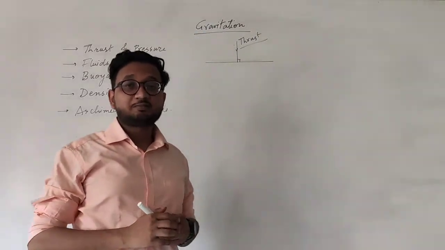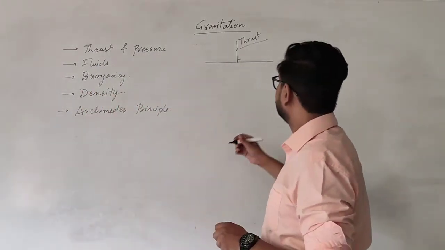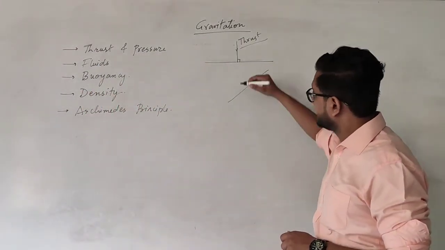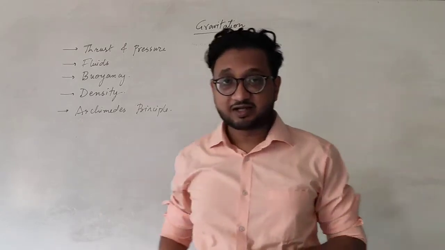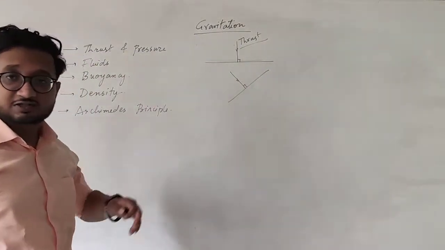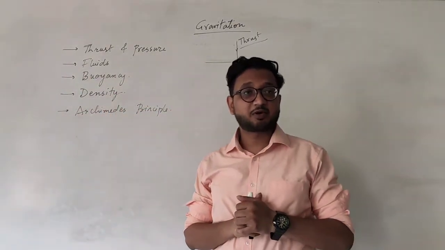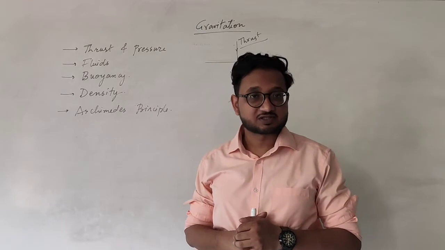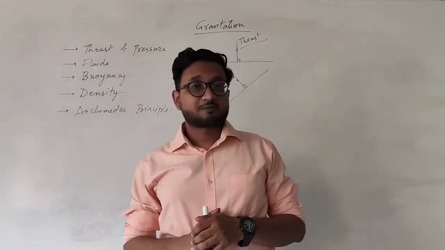The force acting perpendicular to the surface is called thrust. Suppose if this is our surface and the force is acting this way, and it is acting at 90 degrees, and therefore it is thrust. So what is thrust? Thrust is nothing but a force which is acting perpendicular to the surface. Okay? The second one is pressure.